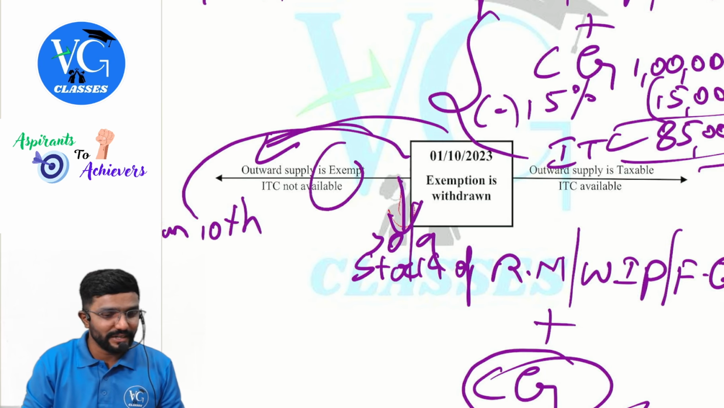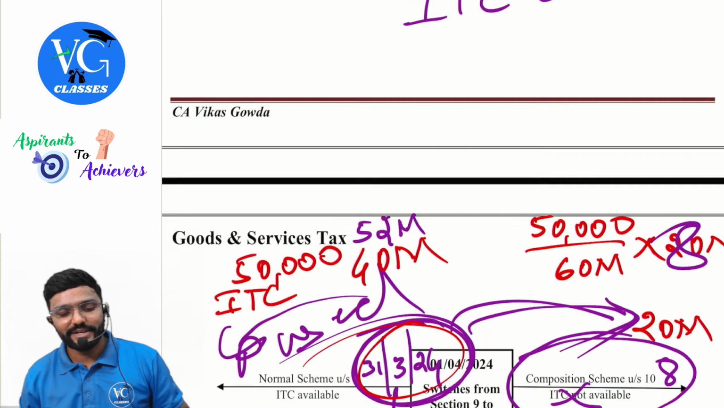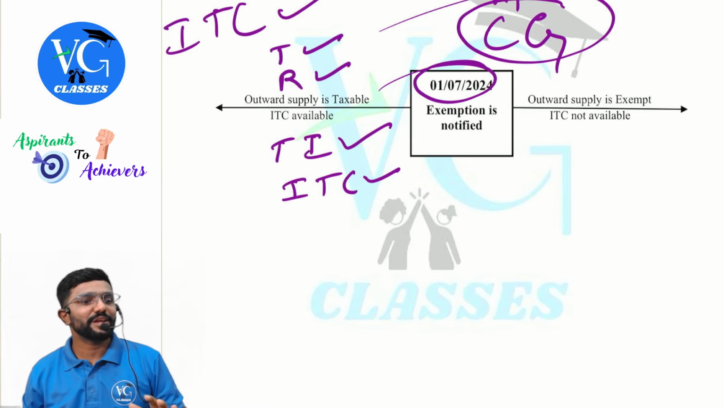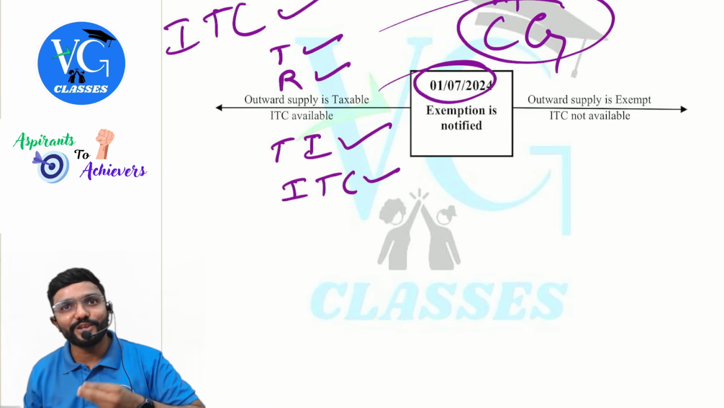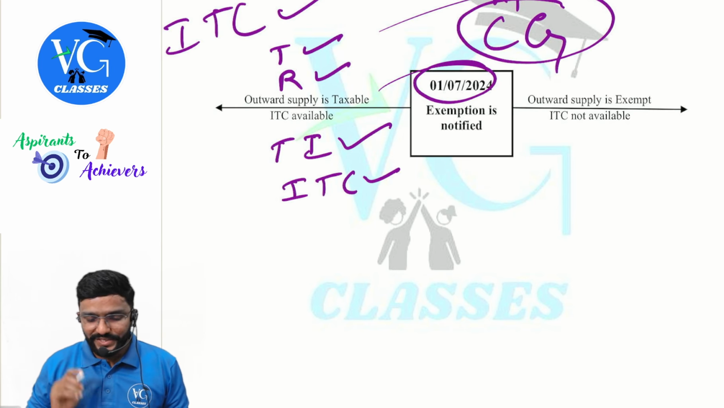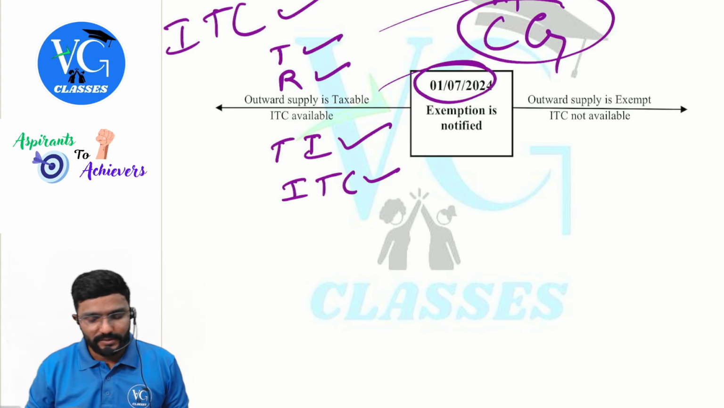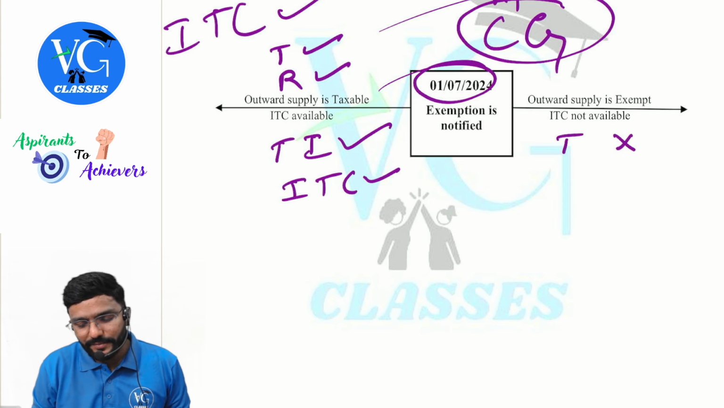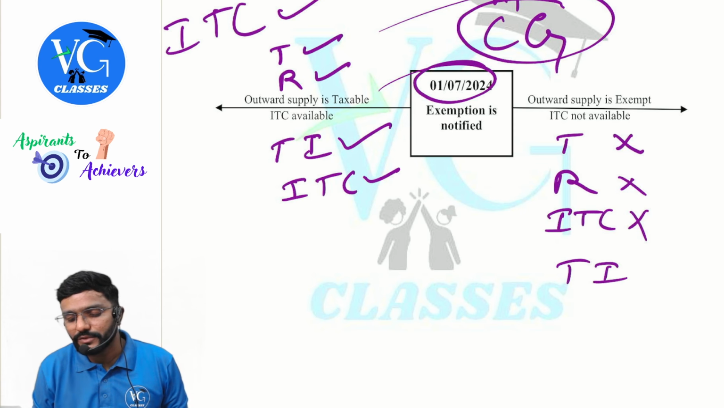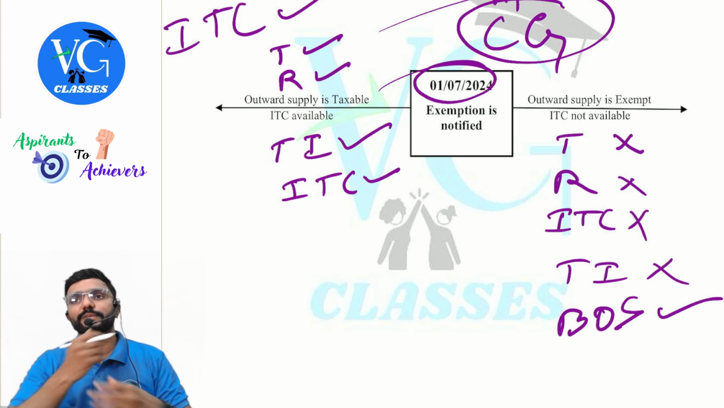Previously, it was exempt and they withdrew it. We already saw that in subsection 1. But now it is the reverse case. Sir, previously it was taxable. The government is now releasing a notification telling this is exempt. So on or after 1st July, it is exempt. Can I collect tax from my recipient? No. Can I claim ITC? No. Can I issue a tax invoice? No. Even for exempt supply, I can issue a bill of supply.